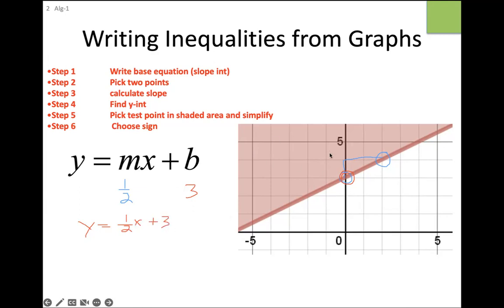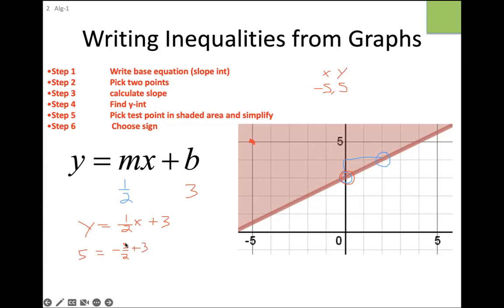Now I pick a test point in the shaded area. I don't try to make it complicated. I want to reduce the chances of making a simple mistake. So I'm going to choose (-5, 5). That's my point. -5 is the x value, and 5 is my y value. I'm going to toss those values into my equation. It says y is 5. So that'd be -5 times 1/2, which is -5 over 2, plus 3.